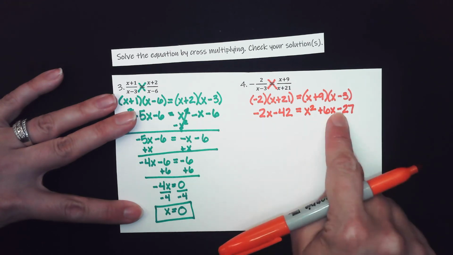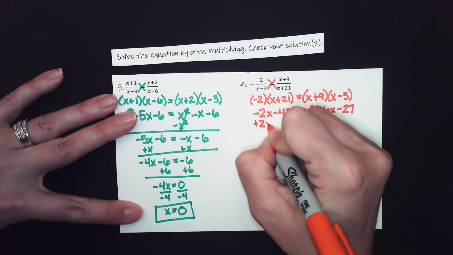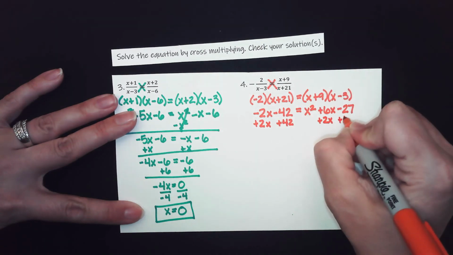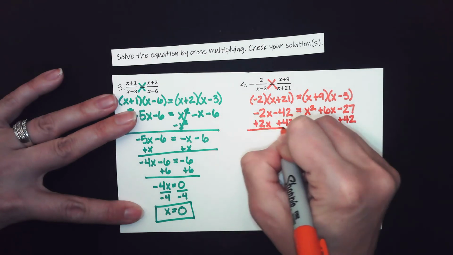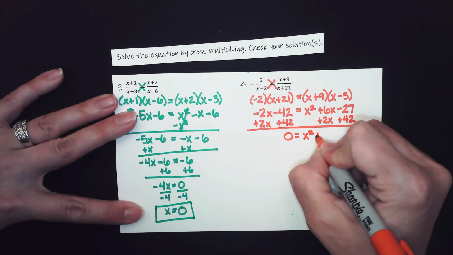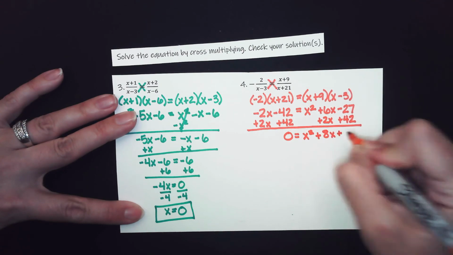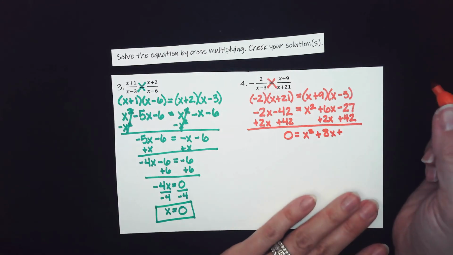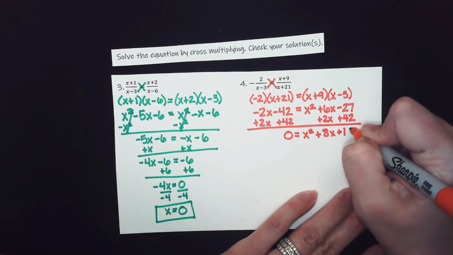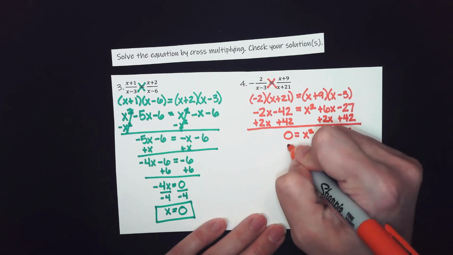So I'm going to move everything to that side where my x squared stays positive. So I'm going to add 2x and add 42. So I get 0 equals x squared plus 8x plus 15. Okay? And we want to factor this.